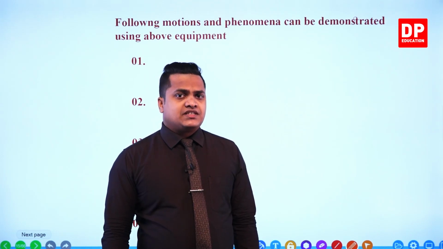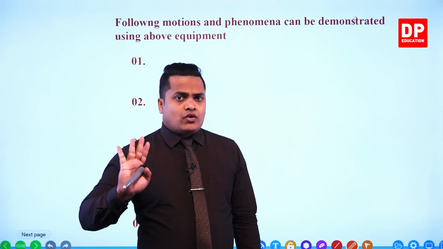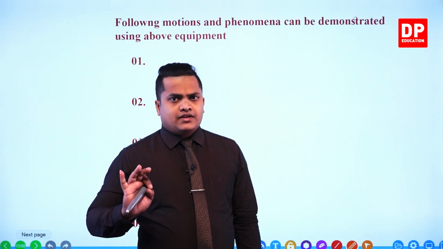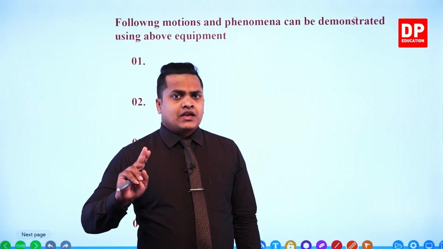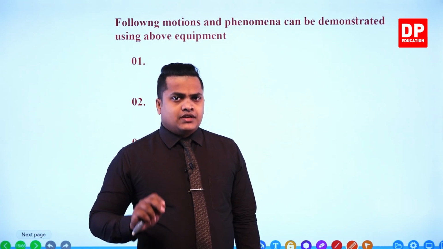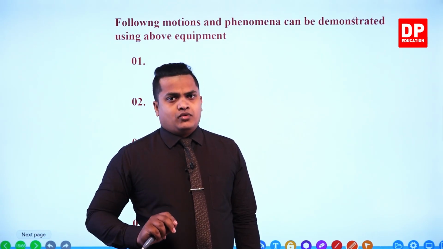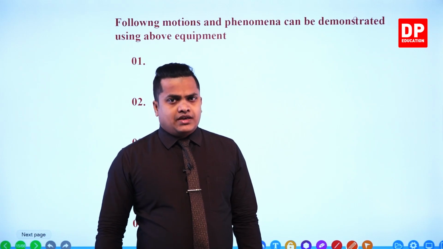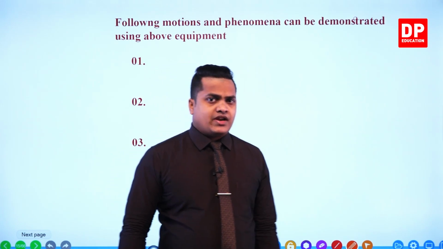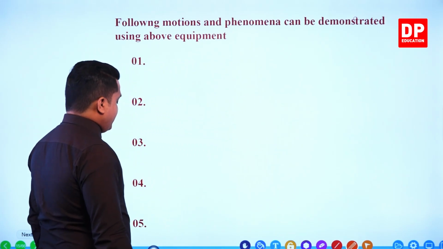What are those 5 instances? Once again, rotation of the planet Earth, revolution of the planet Earth around the Sun, revolution of the Moon around the planet Earth, then lunar eclipses and solar eclipses. So all of these 5 incidents can be demonstrated by using the above instrument. So we can write down the 5 instances.